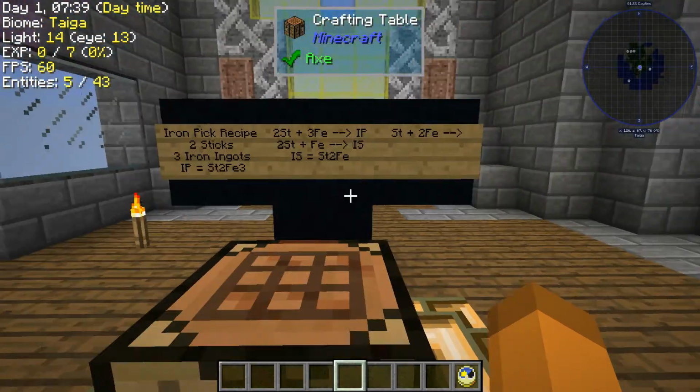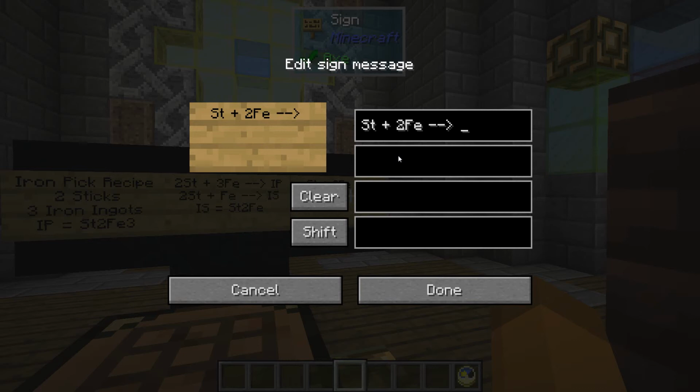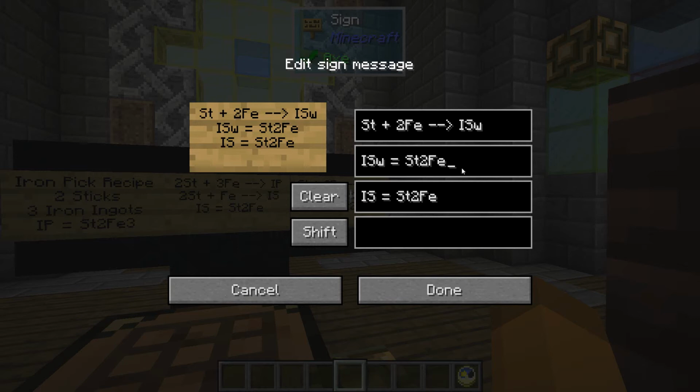And what's interesting here is that the iron sword now has the same symbol, and it has a slightly different chemical formula, St2Fe. So we know that the iron shovel has the chemical formula St1Fe2, and the iron sword is the other way around. My bad. And the iron pick is St2Fe3. These are 3 different chemical formulas to represent 3 different substances.